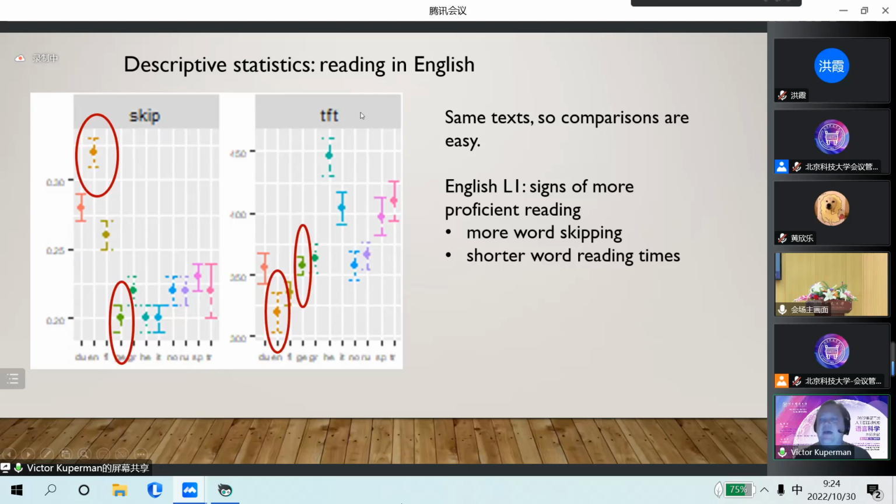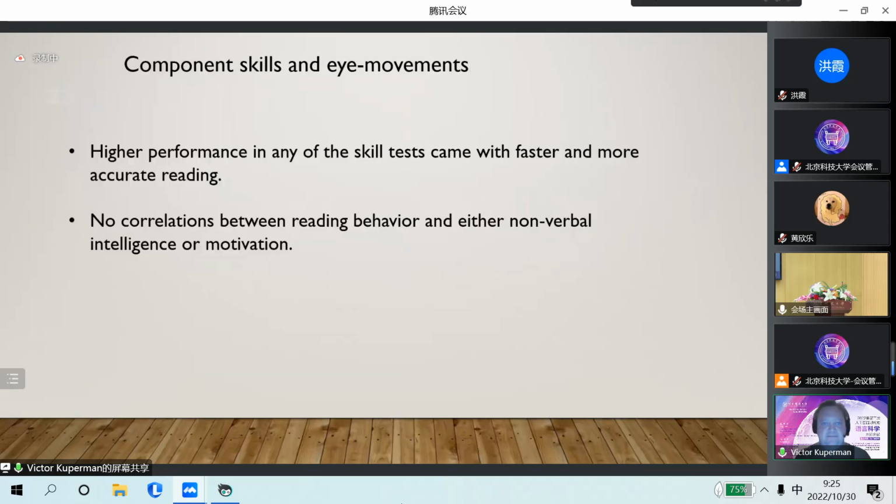The second panel, the right panel, is total fixation time. And this is where English readers showed the fastest reading versus the German readers who read slower. So all of this is in line with what we would expect from more versus less proficient readers, only now we can show it in the same data with the same methodology for readers with different first language backgrounds.